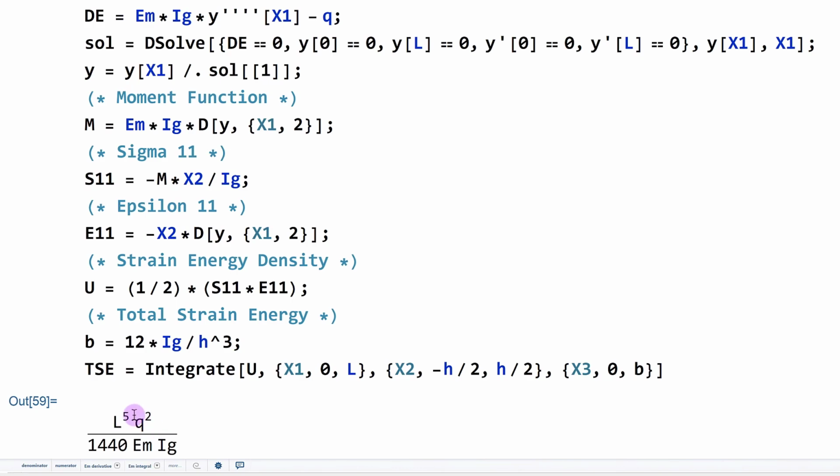And it's everything in terms of what we wanted in the question. We have L to the power 5, Q squared, E, and IG. And as we can see, that coefficient that we were asked to solve for, the missing coefficient, if you will, we now see that it's equal to 1,440. And that's exactly what you guys will have for your answer at the end of your assignment for the fixed ends beam. The simply supported beam, it'll be the exact same formula. The only difference, of course, is that this coefficient will change. That should be the only difference.